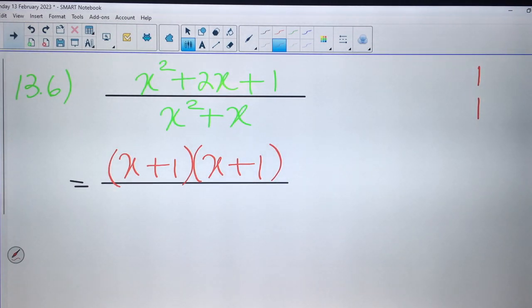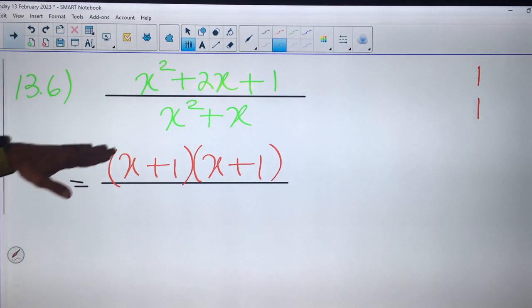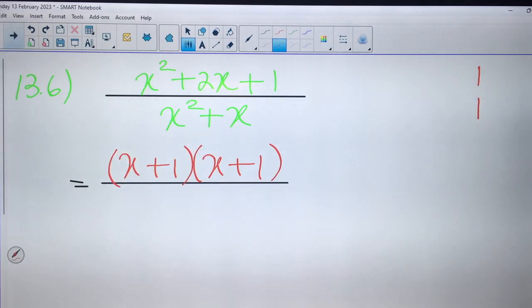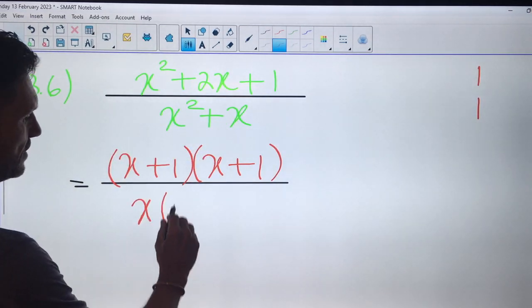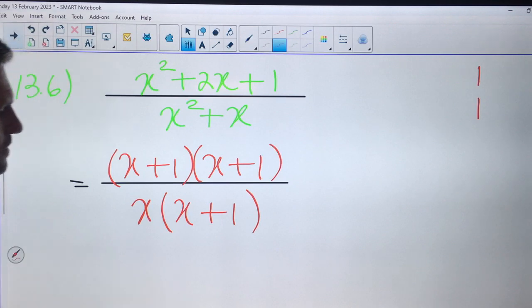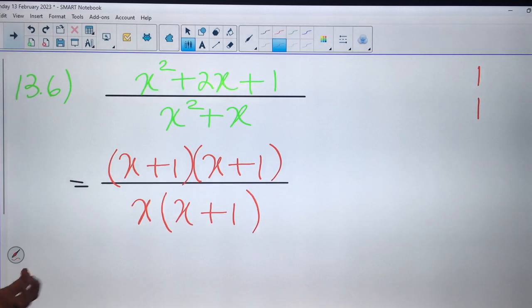What's going to happen at the bottom? Is there a common factor? No, it can't be x cubed, we're not multiplying. What is the common factor at the bottom? X. X is the common factor, I need to factorize. So that is x plus 1. So I've removed x as a common factor. That leaves me with x plus 1 inside the bracket.